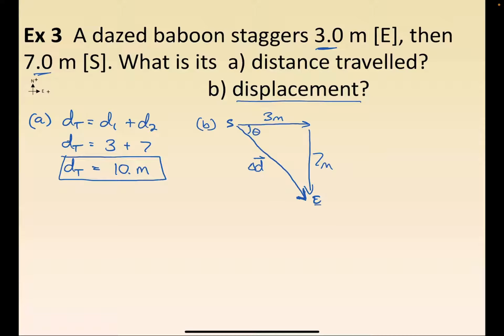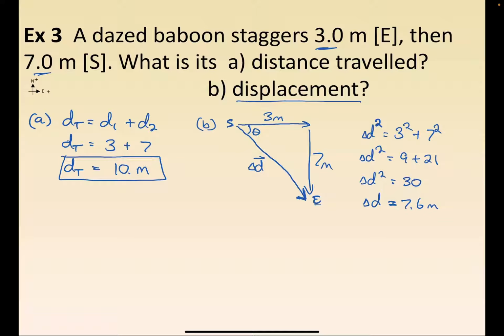That's the starting angle. Okay, so to find displacement, we can say displacement squared is 3 squared plus 7 squared, just using Pythagoras. Displacement squared is 9 plus 49. That looks like 58. We take the square root of both sides, and we're going to get approximately 7.6 meters. Again, we need a direction.